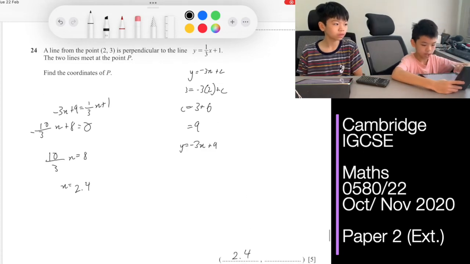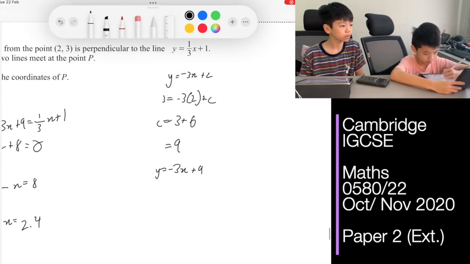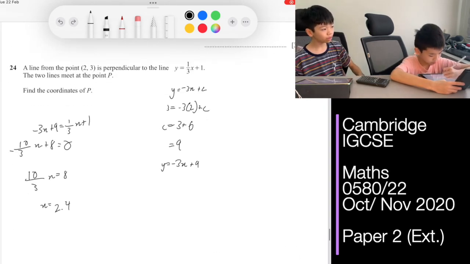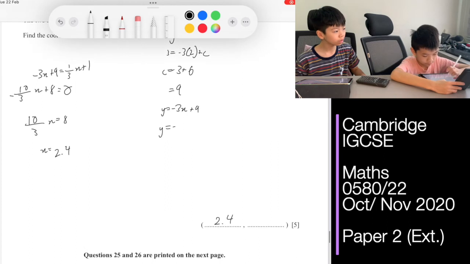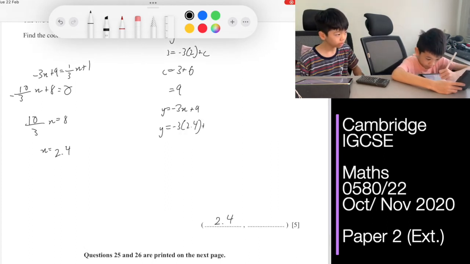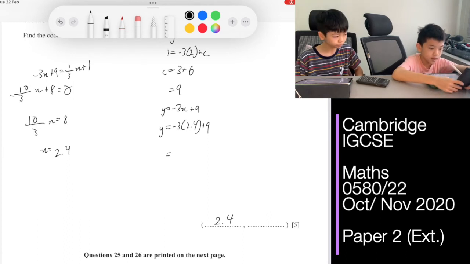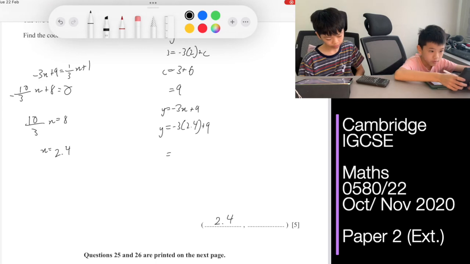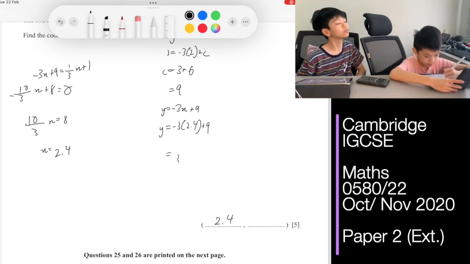And then for y, we'll just replace it into this equation so that it's easier instead of using 1/3. So y equals negative 3 times 2.4 plus 9, which is 1.8.